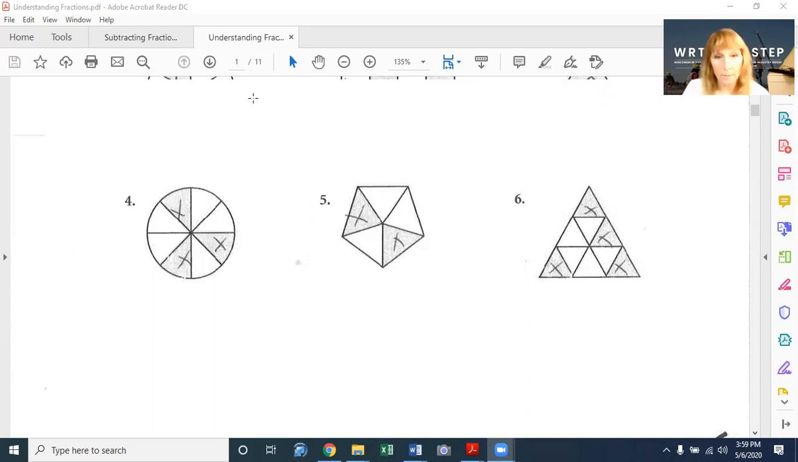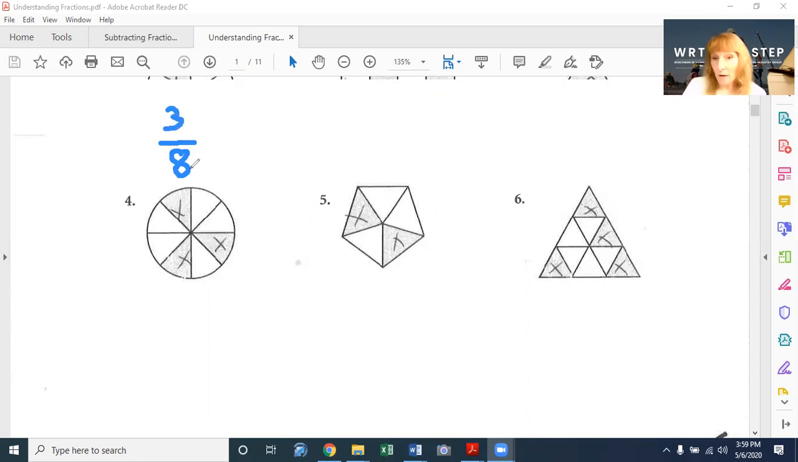is colored in. So I count how many parts it's cut into. That's my denominator. 1, 2, 3, 4, 5, 6, 7, 8. It's cut into 8 parts. That's the bottom. And my numerator is how many are colored in. So the ones with the X's are the colored in ones. 1, 2, 3. So 3/8 of my circle is colored in.